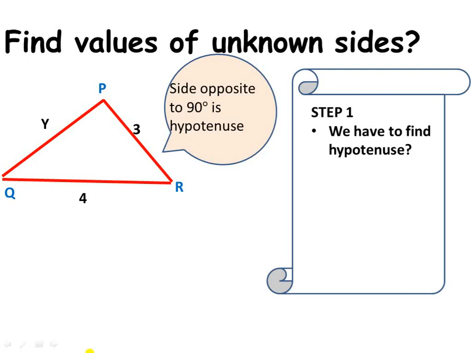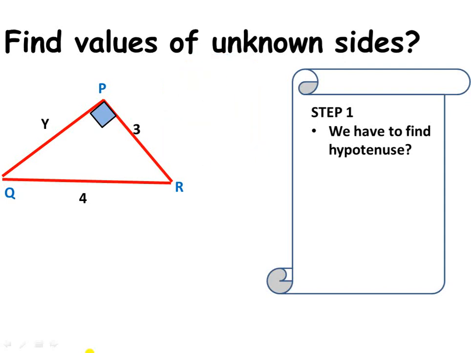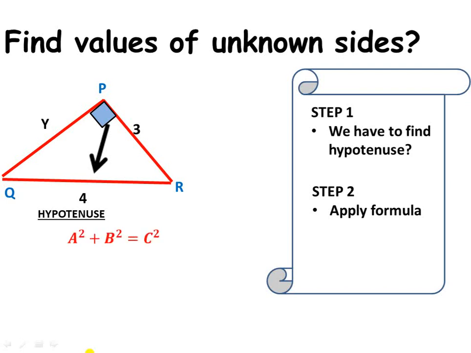Hypotenuse is the side that is opposite to 90 degrees. So where is the 90 degree? Yes, P is 90 degrees, and the side opposite to P is QR. So QR is the hypotenuse. Step 2 is applying the formula, meaning applying the Pythagoras theorem. So A square plus B square is equal to C square. It is the Pythagoras theorem.